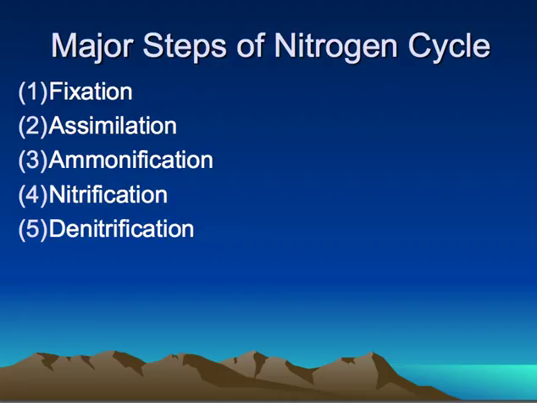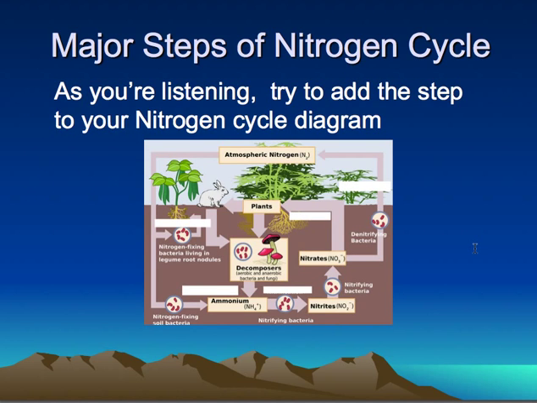So nitrogen in the air can't be used by plants, but through the nitrogen cycle, it's converted into forms that can be used. Here are the 5 main steps. We're going to talk about each of these one by one. Don't worry if you don't get them the first time I talk about it. It takes some time to memorize them. Also, there is a blank copy of the nitrogen cycle diagram in your guided notes, and I want you to try to add each step to your diagram in the correct place.